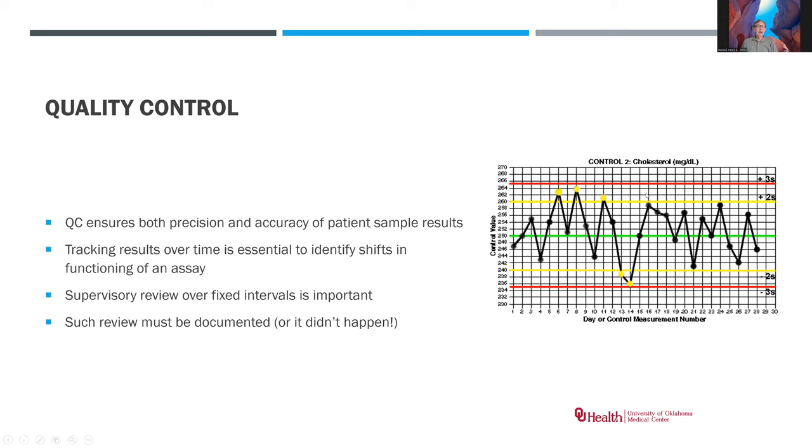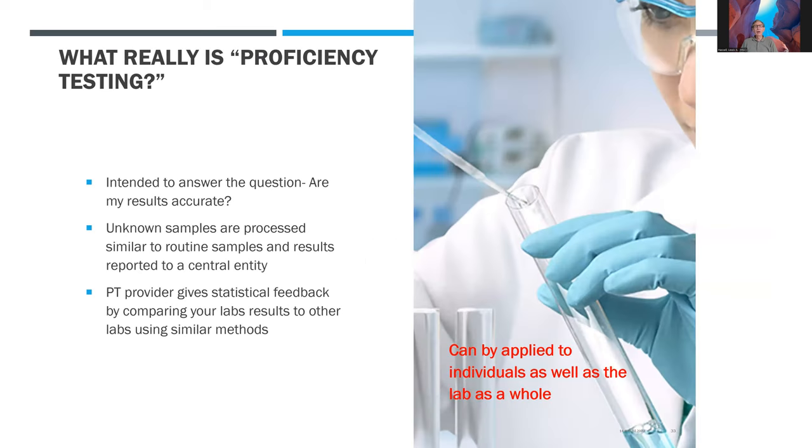Of course, tracking all this data is great, but if no one ever looks at it and acts upon it, then you've got a problem. So you need to have documented review by supervisors of what's going on with your instrumentation and what's been happening, because you want to make sure that these kinds of trending events are appropriately evaluated and corrective action is taken. Now, going along with this, we think about proficiency testing as well.